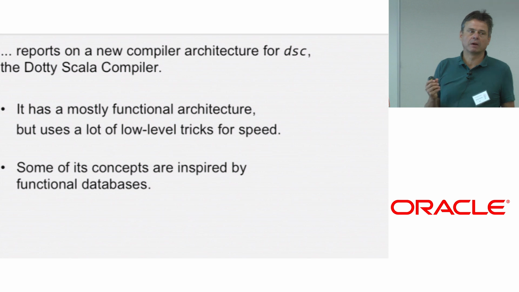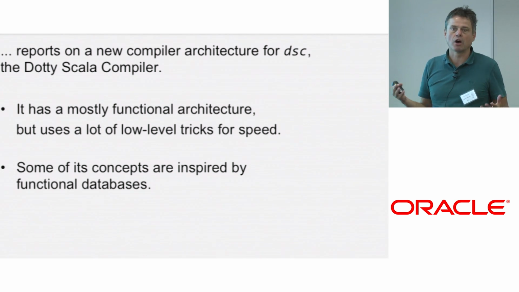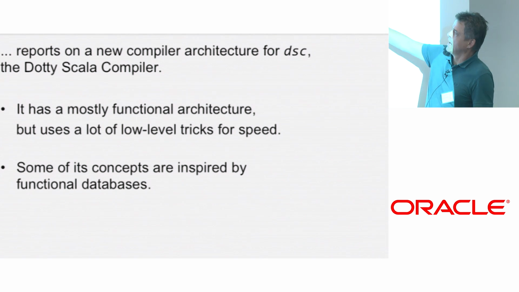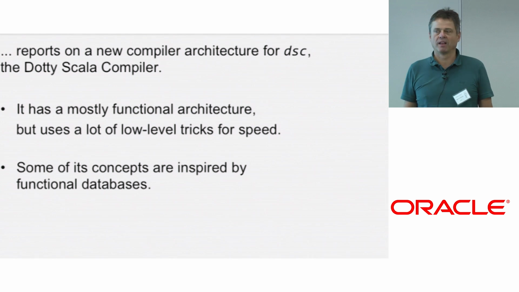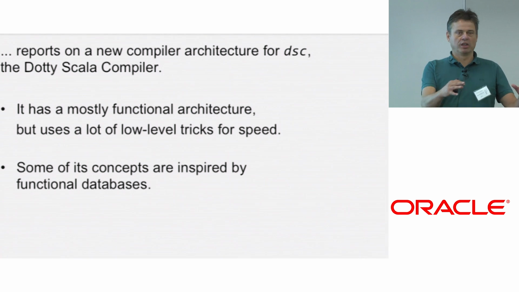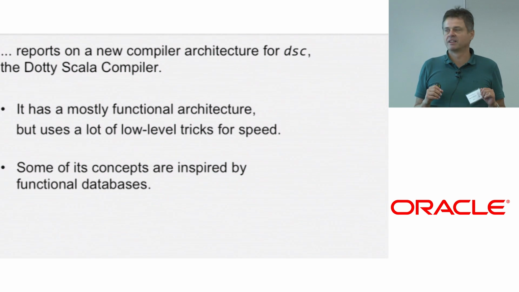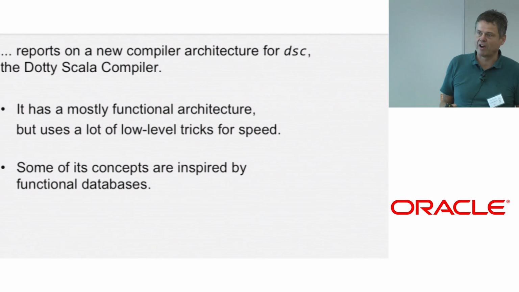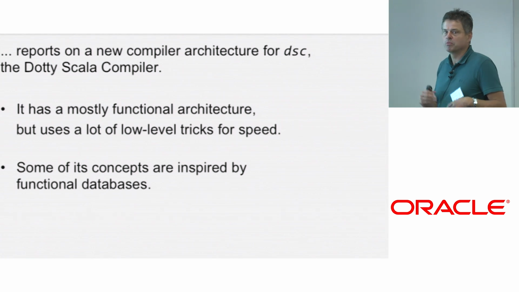So in this talk, I'm going to report on a new compiler architecture for the Dotty compiler, the Dotty Scala compiler that I've been working on over the last 2 years, a little bit more than 2 years now. And that compiler has a mostly functional architecture, which is a new thing. Typically, with compilers, you say a compiler is not allowed to use any of the goodies that the language provides. It typically is written in a very low-level language like C, or it's written in Java, but typically you don't make use of any of the high-level things because compilers have to be fast. And so essentially, you do all this for everybody else, but you can't partake of it. So that we have changed here.